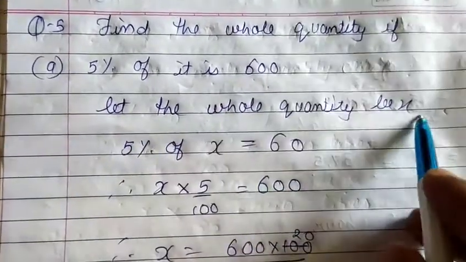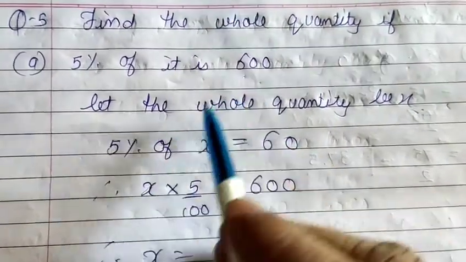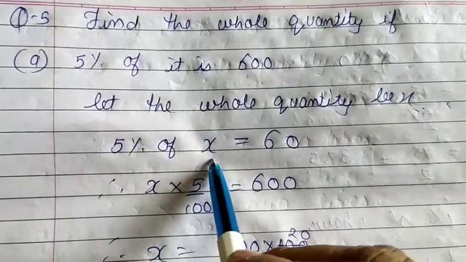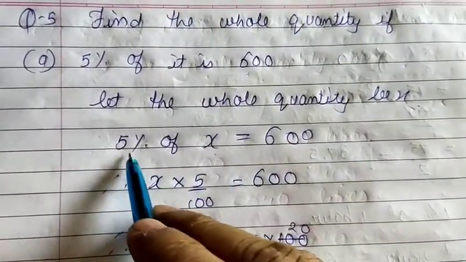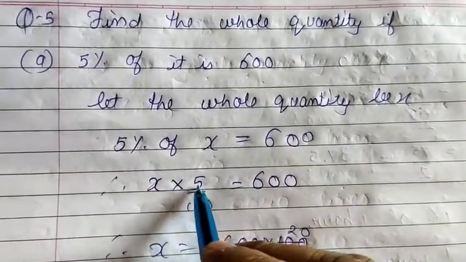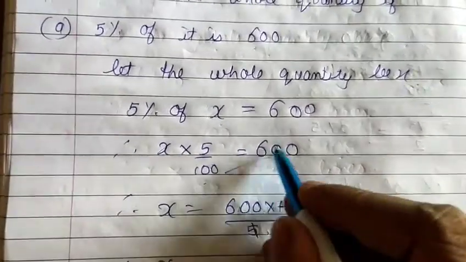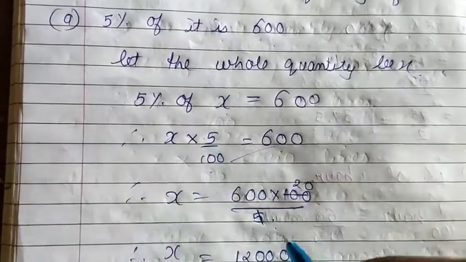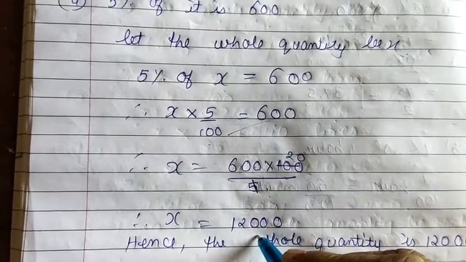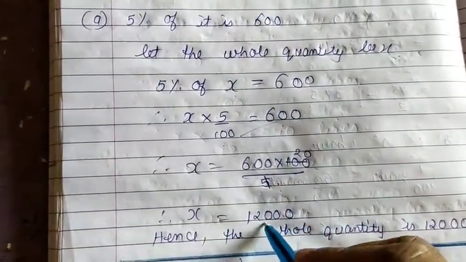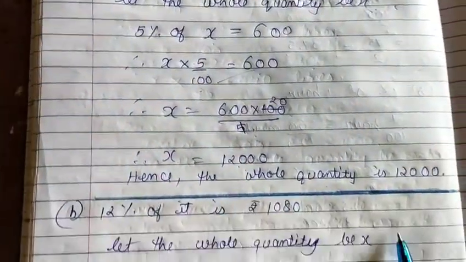Let the whole quantity be x, which means 5% of x gives 600. Now 5% of x means x into 5/100 equals 600. Then 100 will come over here: 600 into 100 divided by 5. Then 5 20s are 100 and 20 600s are 12,000. So we can say that 5% of 12,000 is 600. Hence the whole quantity is 12,000.